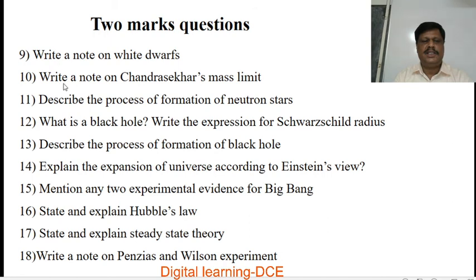The question number 10 is write a note on Chandrasekhar mass limit. Describe the process of formation of neutron stars. What is a black hole? Write the expression for Schwarzschild radius. Describe the process of formation of a black hole.